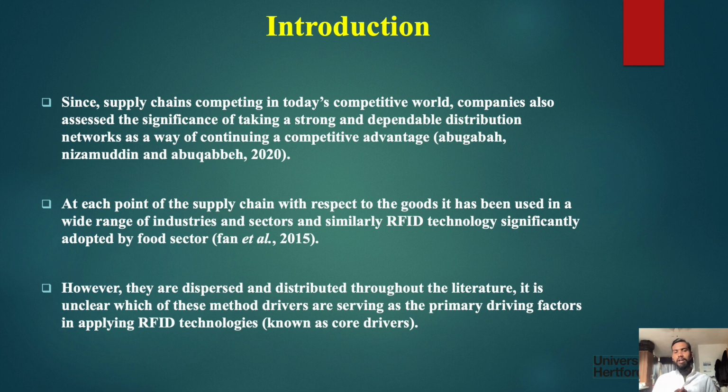According to Abugaba, Najimuddin and others, since supply chains are competing in today's competitive world, companies also assess the significance of having a strong and dependable distribution network as a way of sustaining competitive advantage. Additionally, according to Fan et al., at each point of the supply chain with respect to the goods, it has been used in a wide range of industries and sectors, and similarly, RFID technology is significantly adopted by the food sector. However, the drivers are dispersed and distributed throughout the literature.